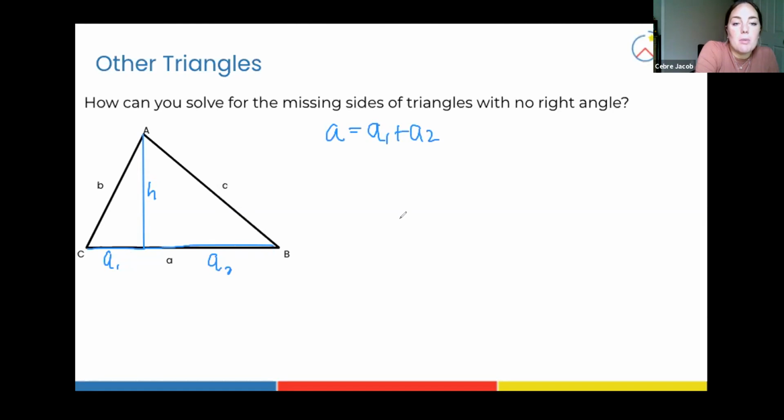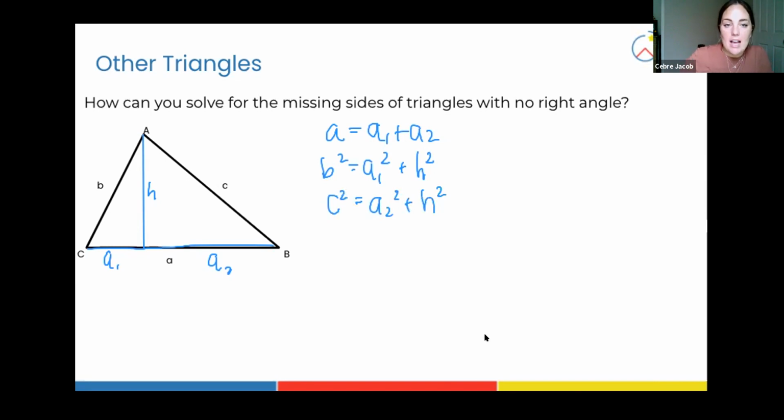We also know from the Pythagorean Theorem that this is going to seem weird, but B squared, so B is that side length on the left, is A1 squared plus H squared, right? Let me try to write that a little bit more neatly. We also have similarly that C squared is A2 squared plus H squared. So that's just the Pythagorean theorem. You guys see that?